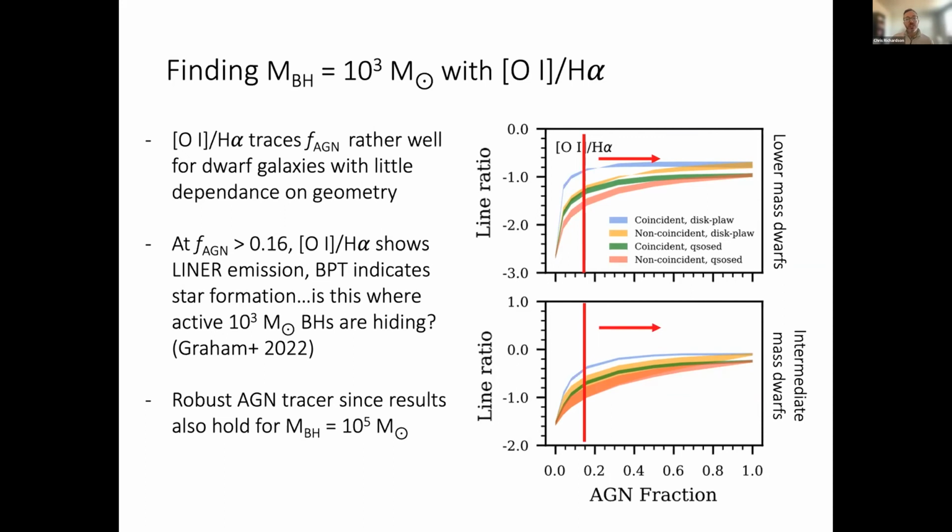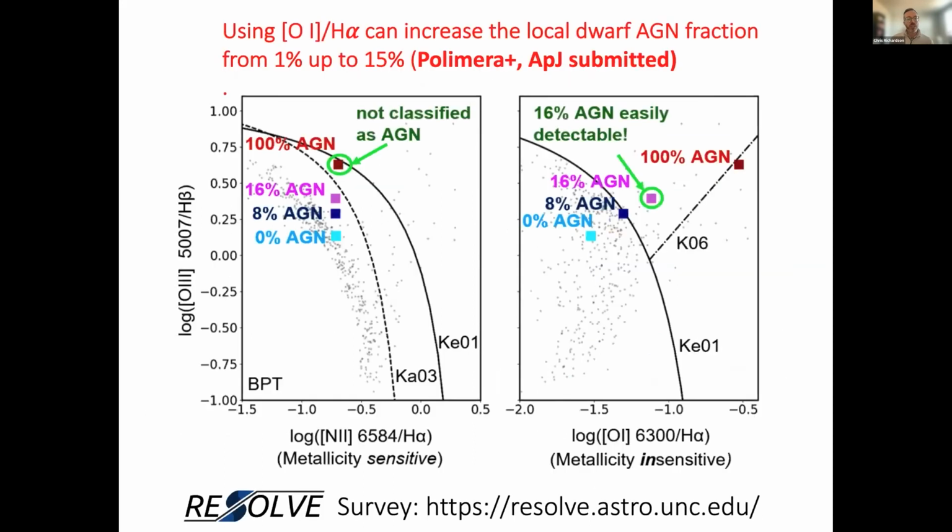We used that result to apply it to a dwarf-dominated survey known as RESOLVE. RESOLVE is given down below. You can follow the URL or reach out to Sheila Kannappan, who's the PI, on Slack. Her thesis student, Mugdha Polimera, found that applying these models by classifying AGN according to the O1 over H alpha ratio can increase the local dwarf AGN fraction from around 1% up to 15%, which is a pretty large increase and really exciting.